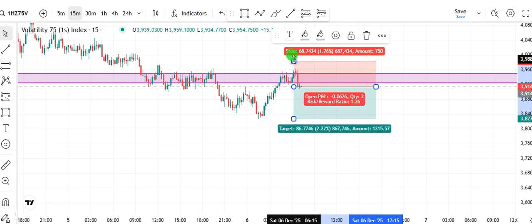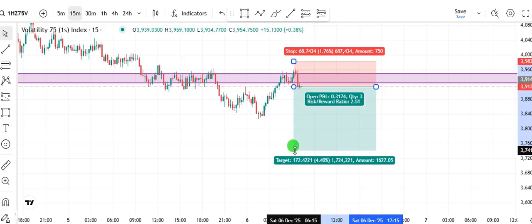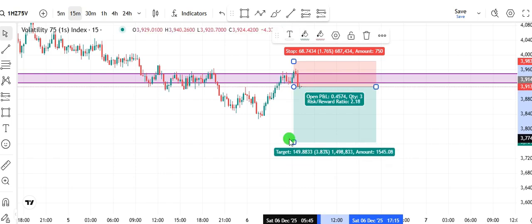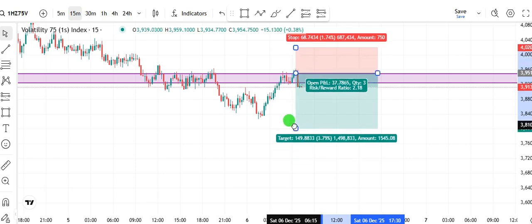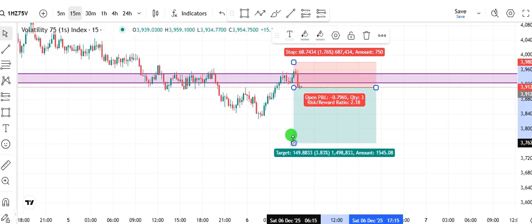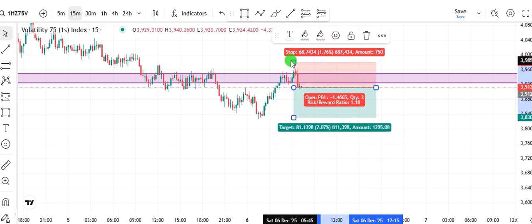So what I'm doing is, when it gets close to there, I move my stop loss to break even so that I can have longer targets. Here's my stop loss, and of course my first take profit is here. Sorry, let me move that back. So my first take profit is actually around this.